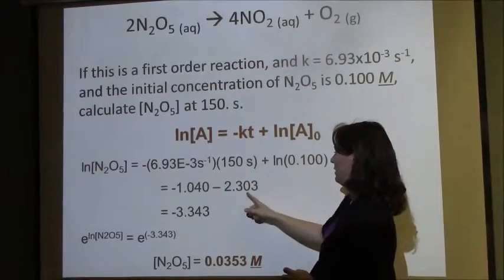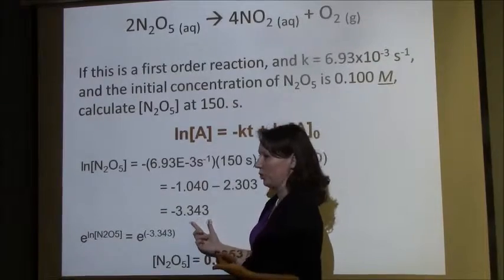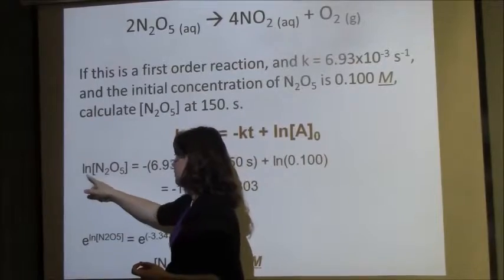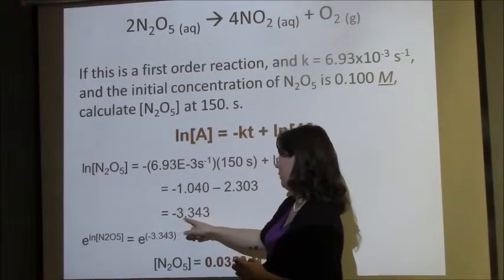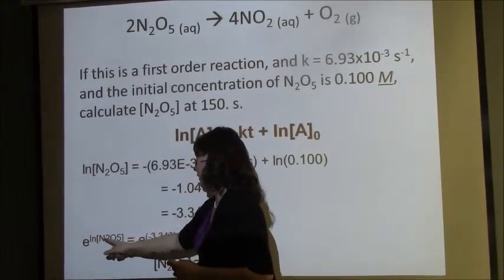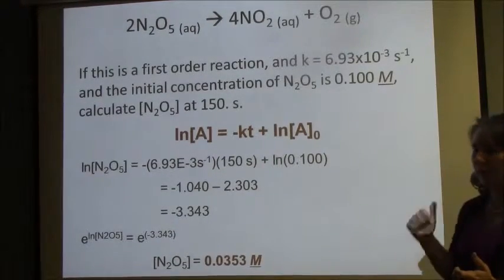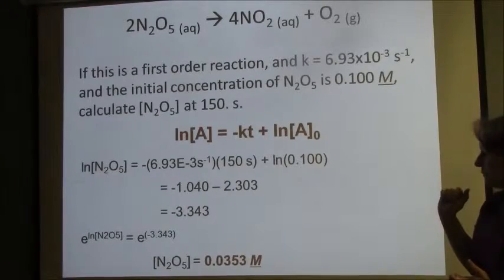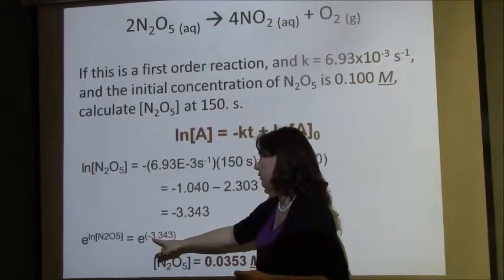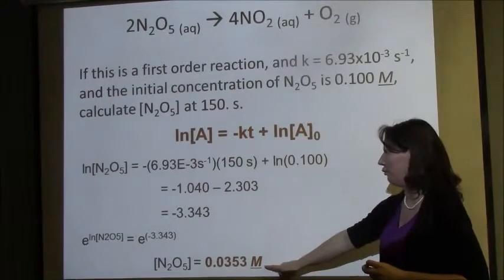Natural log of 0.1 is this. So when you add those two together, we get this. So how do we get rid of a natural log? We take both sides, we raise it to the e. So if you just want to call this x, so natural log of x equals negative 3.343. To get rid of that natural log, you'd say e to the natural log of x is equal to e to the negative 3.343. So in your calculator, you should have a button that says e to the x, or some button similar to that. And so when you enter e to the negative 3.343 in your calculator, you get 0.0353 moles per liter.